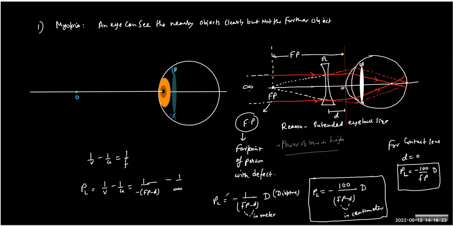Isn't it? Yeah, sir. So that is called D. So this is how we solve. See, we have to use the formula.